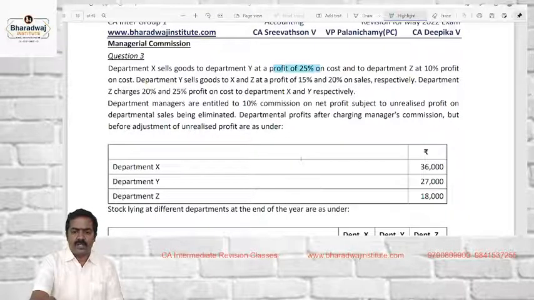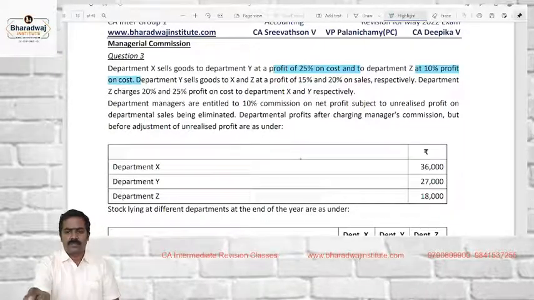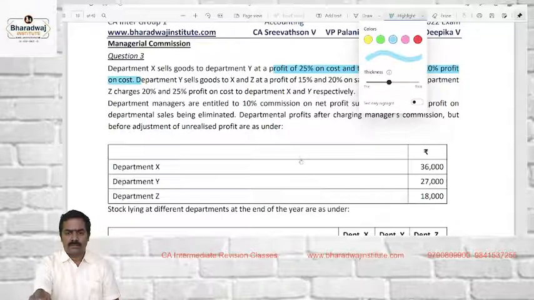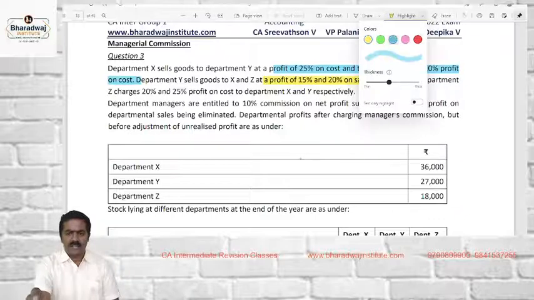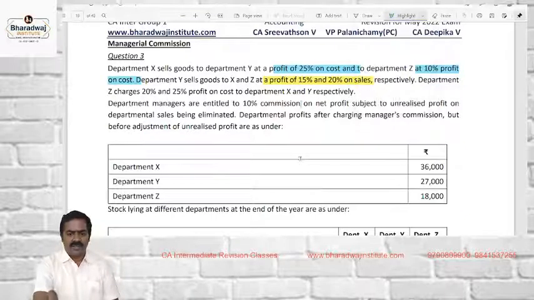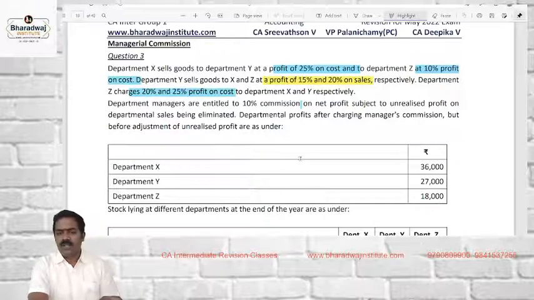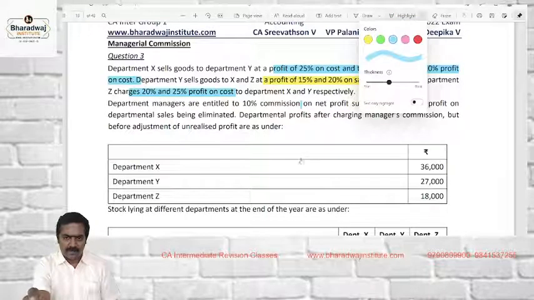If you look, the first two are on cost. Next two, what is given? Next two on sales given. Again next two, 20% and 25% on cost is given to us. Read further. Next one is the most important highlighting point for us.